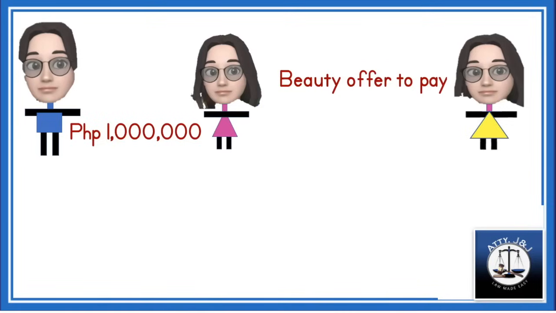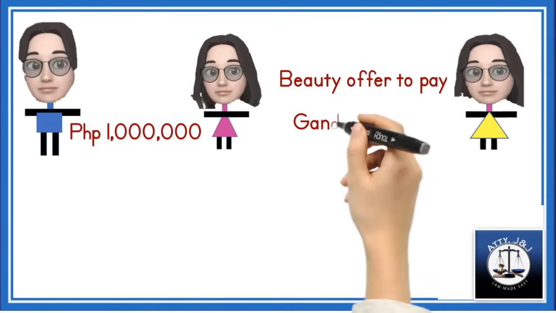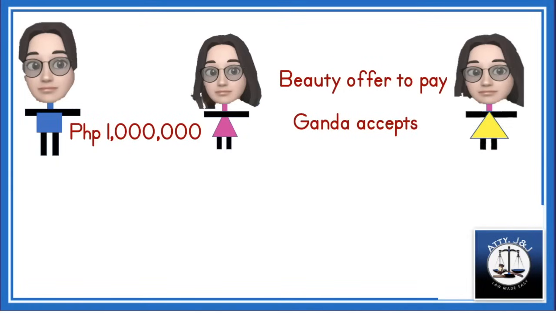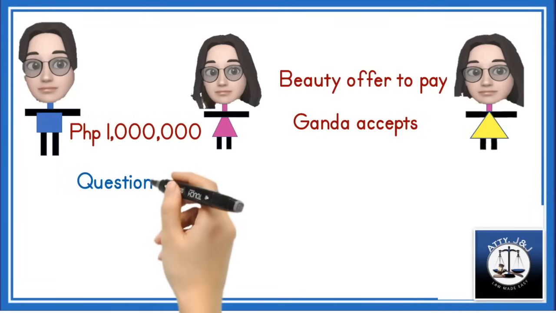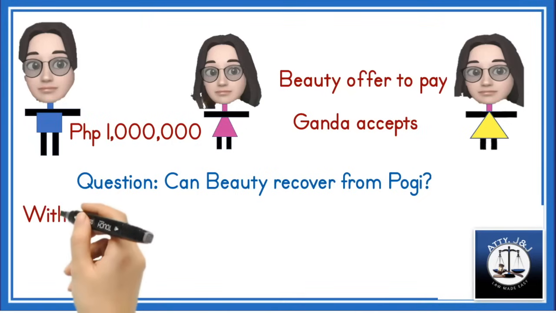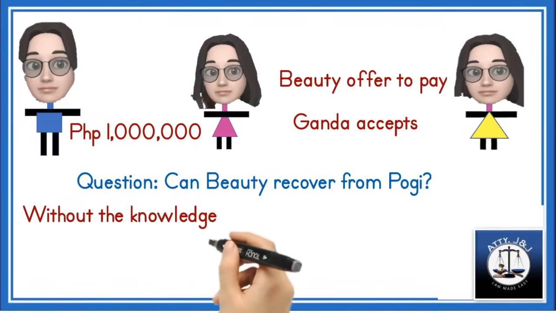But suppose Ganda accepted. She accepts the payment from Beauty. So, question, can Beauty recover from Pogi? If so, how much? Right? So, the right of Beauty to recover from Pogi depends upon whether the payment is made with or without the knowledge or consent of Pogi.